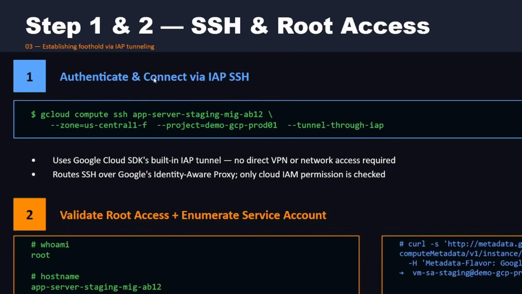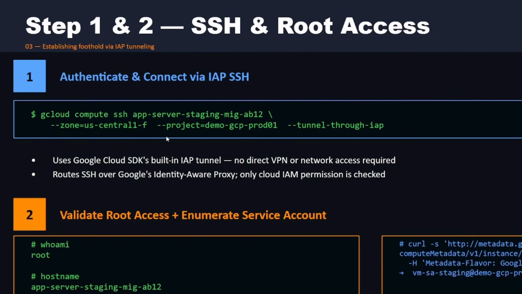First, the IAP SSH connection. Here is the exact command used in the demo. That's the initial access. Three things are happening here. The gcloud CLI authenticates using the pentest.user credential. It then opens an IAP tunnel.